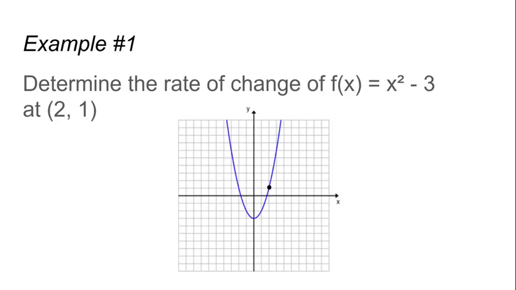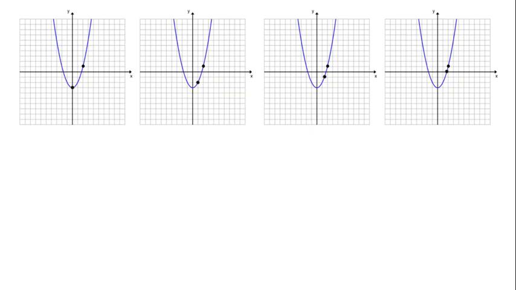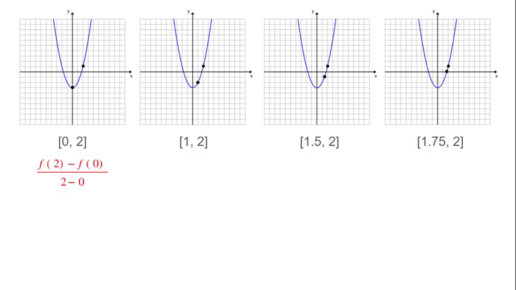For example, let's determine the rate of change of this function at (2, 1). We're going to start further from that point at (0, -3), move to (1, 0), (1.5, 0.75), (1.75, 0.9375). We're getting closer and closer and closer. And we're going to find the rate of change. So I'm going to plug in my values for 2 and 0 into my function to get an output of 1 and -3, see how far away those are, and then divide that by how far away my inputs are, 2 and 0, and I get 2.